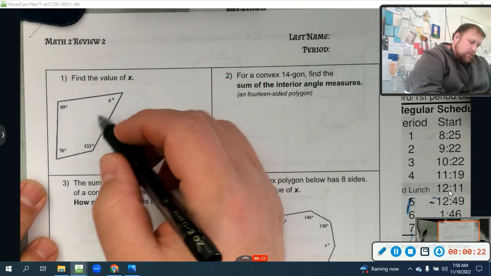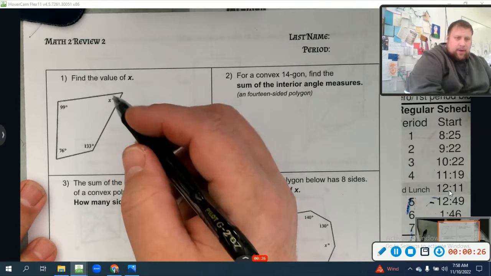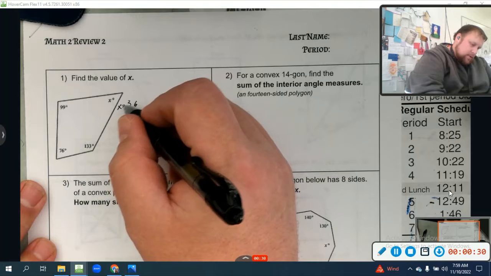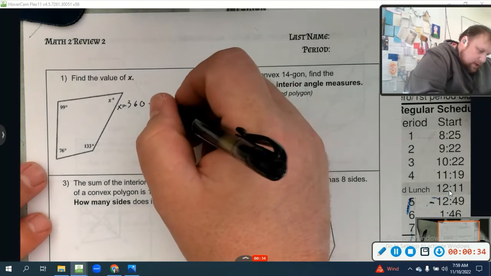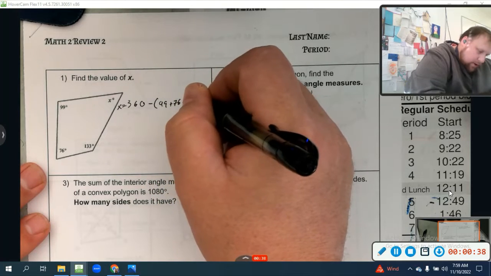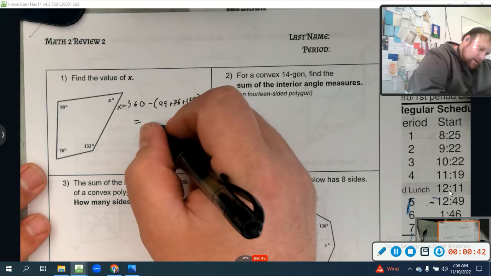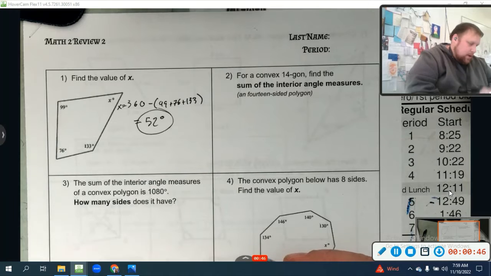Find the value of x. Well, if you remember, any four-sided figure, the angles add up to 360. So this is just going to be x equals 360 minus, what is that, 99 plus 76 plus 133, which comes out to 52 degrees. So, shouldn't be too hard.